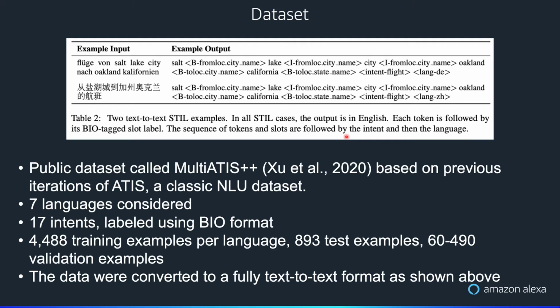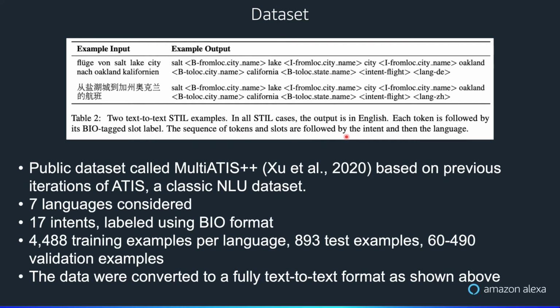For the dataset, I used a public dataset called Multi-ATIS++, so that's from Zhu this year. It is based on previous iterations of ATIS, which is kind of a classic NLU dataset. I considered 7 languages from the dataset, which has 17 intents, about 4,500 training examples per language, and I converted all the data into a fully text-to-text format, as shown here.